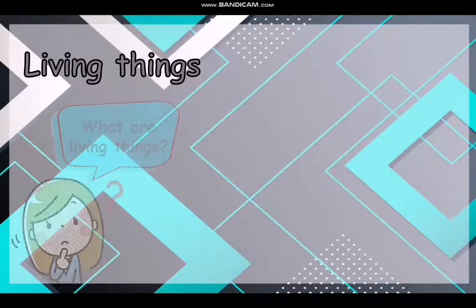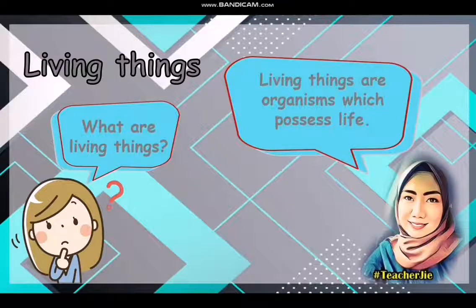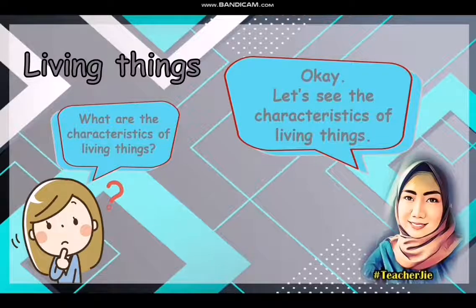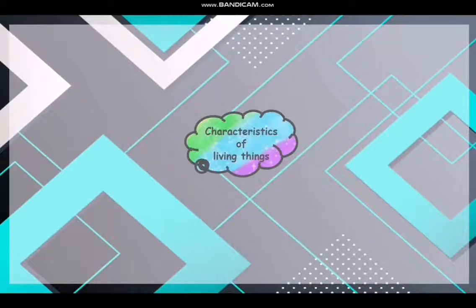Living things. What are living things? Living things are organisms which possess life. Benda hidup adalah organisme yang bernyawa. What are the characteristics of living things? Okay, let's see the characteristics of living things. Characteristics of living things, ciri-ciri benda hidup.